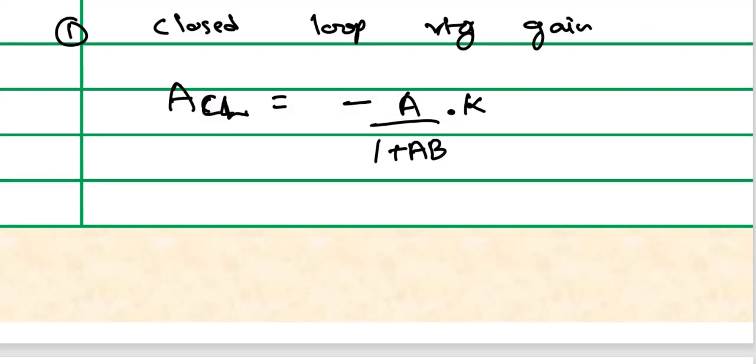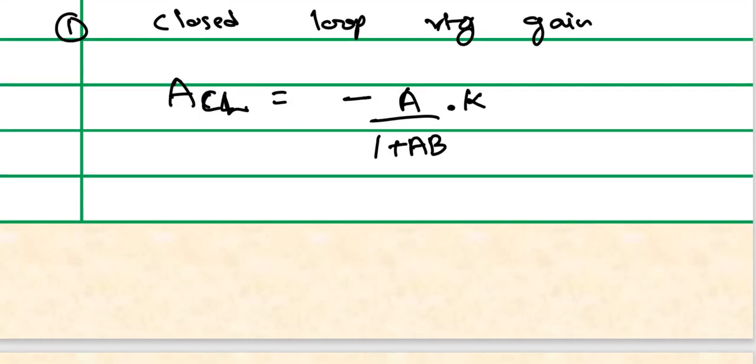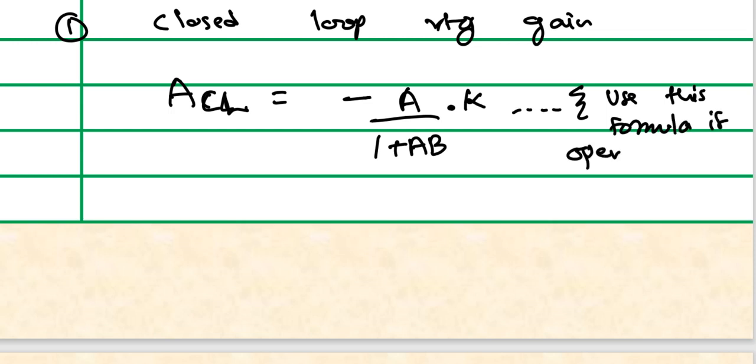Okay. Now, when to use this formula? Use this formula if the open loop gain is finite. Whenever your open loop gain is finite, or in the question they mention the open loop gain is this much, we should use this formula to calculate the closed loop voltage gain.